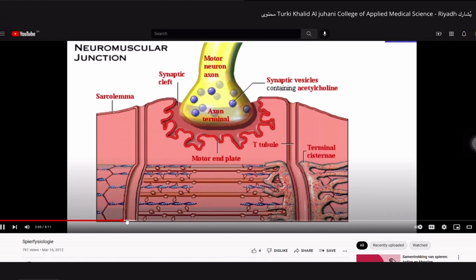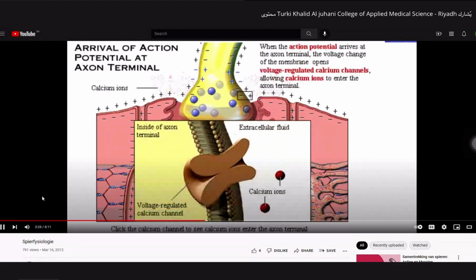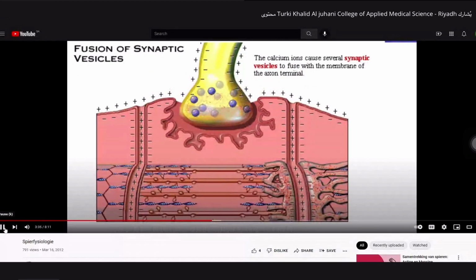As reservoir, the plus and minus to the axon terminal. The calcium ions cause several synaptic vesicles.